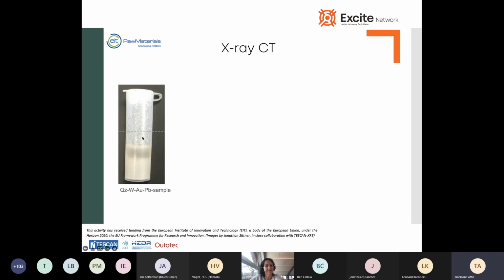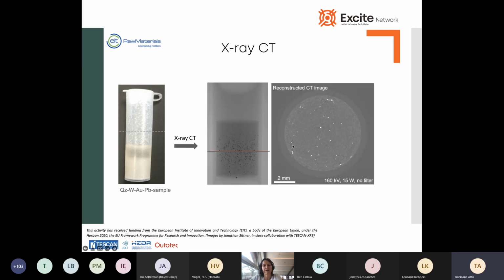To illustrate this, here we have a pack of grains of quartz, tungsten, gold, and lead. If you would scan this with normal CT, you would be able to distinguish the quartz, and you see very bright grains, but it's impossible just based on CT, even with your prior knowledge, to distinguish between the gold and the lead and the tungsten.